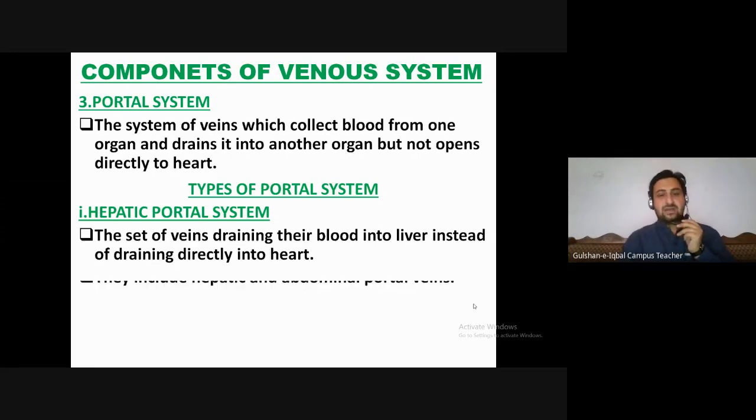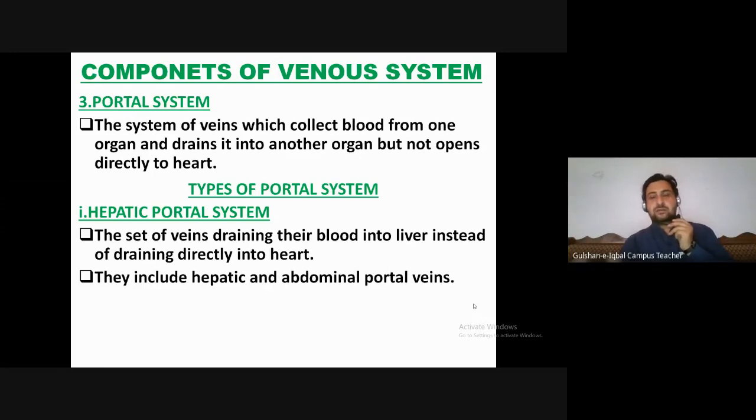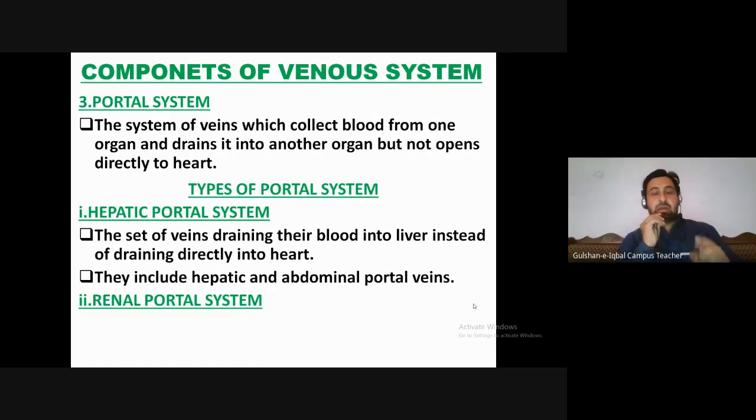From where is it collecting the blood? It is collecting the blood from the abdominal region, from the digestive system. It includes hepatic and abdominal portal veins. Okay. The second one we are having is renal. Renal means kidney. Wherever you see the term renal, it means kidney. Wherever you see the term hepatic, it means liver. Keep it in mind. I'm not going to tell you these things time and again. Hepatic means liver.